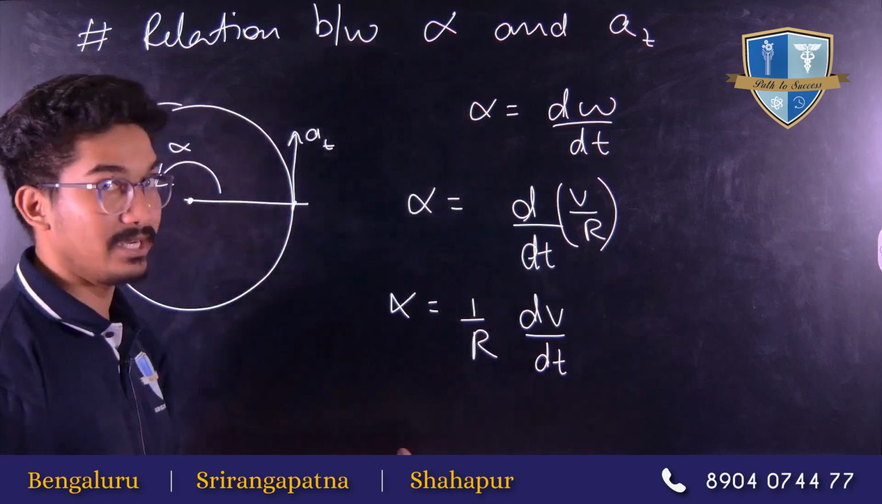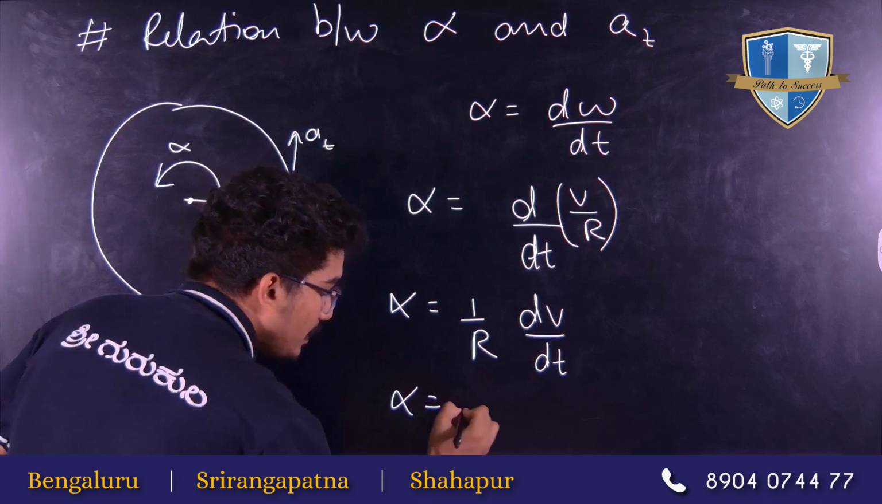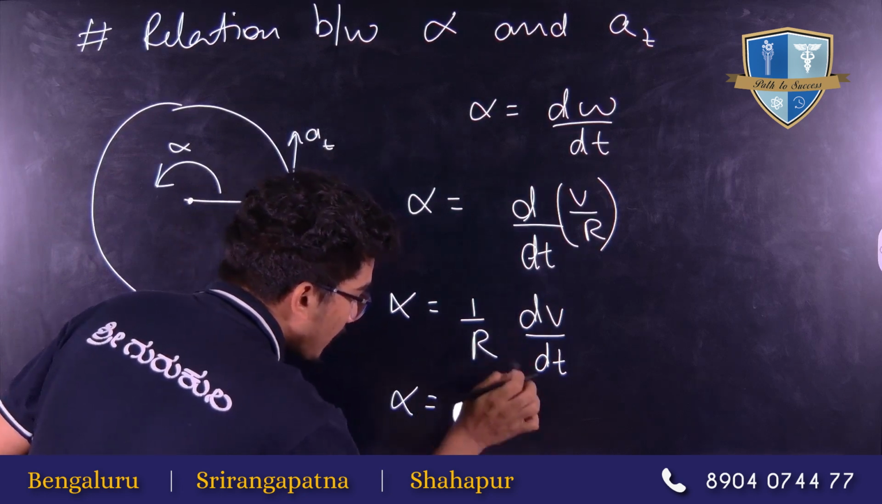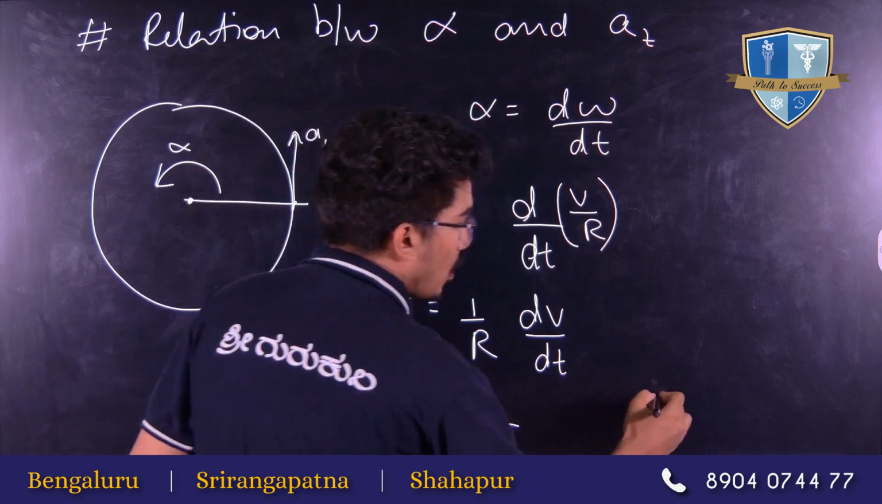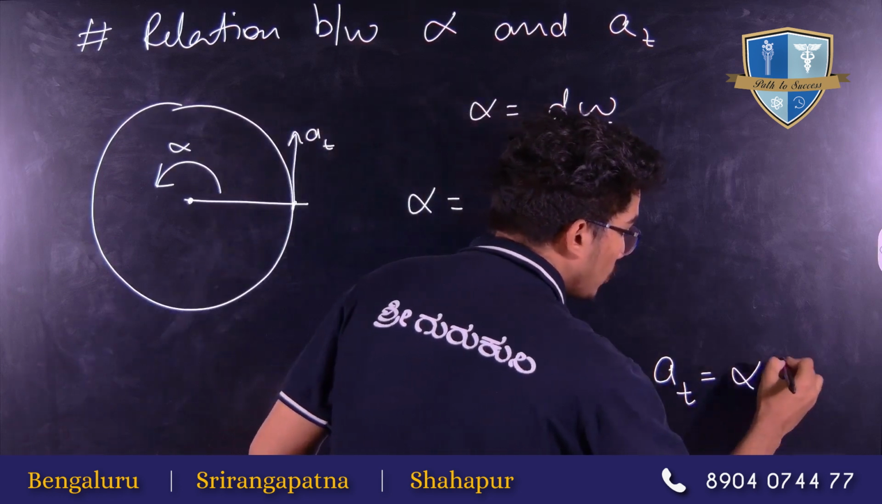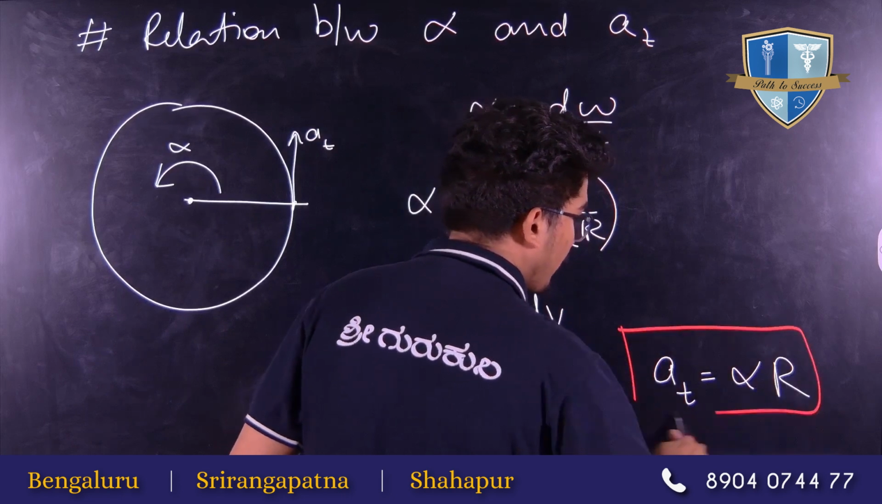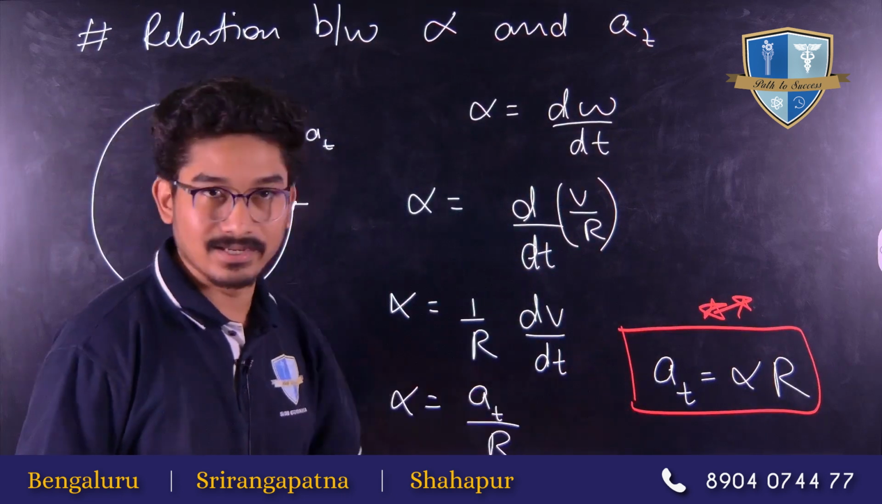What is dv by dt? It is acceleration, which is our tangential acceleration. So alpha will be equal to 1 upon r, basically at by r, which is tangential acceleration divided by radius, or we can say that tangential acceleration will be equal to alpha into r. So this is another important relation that we are supposed to remember. Now this is the tangential acceleration.